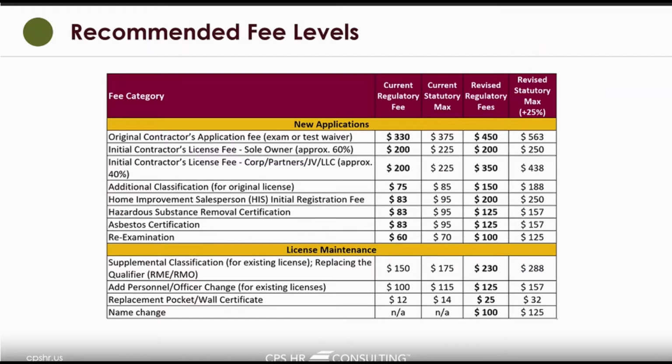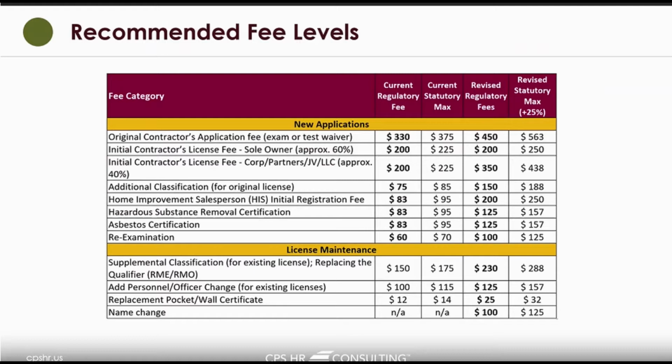Great, so here's a look at slide 1 of 2 of the recommended fee tables. What we did is we broke up the fee types into 3 different categories: new application, license maintenance, and then renewals. Renewals is on the next page. So just to kind of explain this table for a moment, the left-hand column is the specific fees, and then across the right-hand columns is different fee amounts, and I'll talk about each one of these individually. So the current regulatory fee is, if you are a contractor, what you would be paying to the board today.